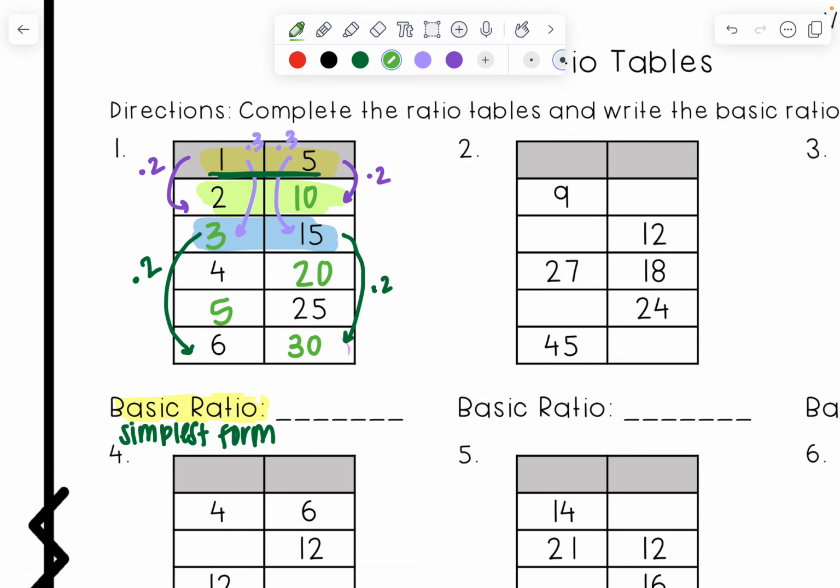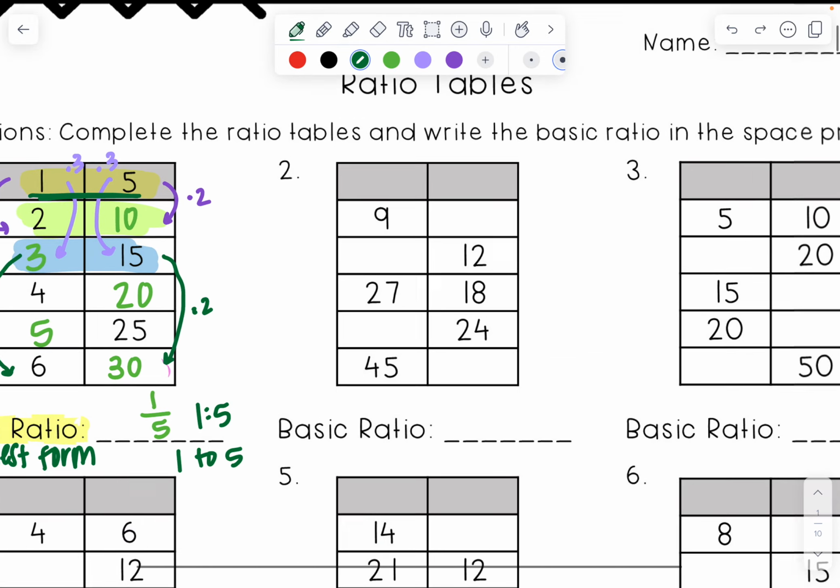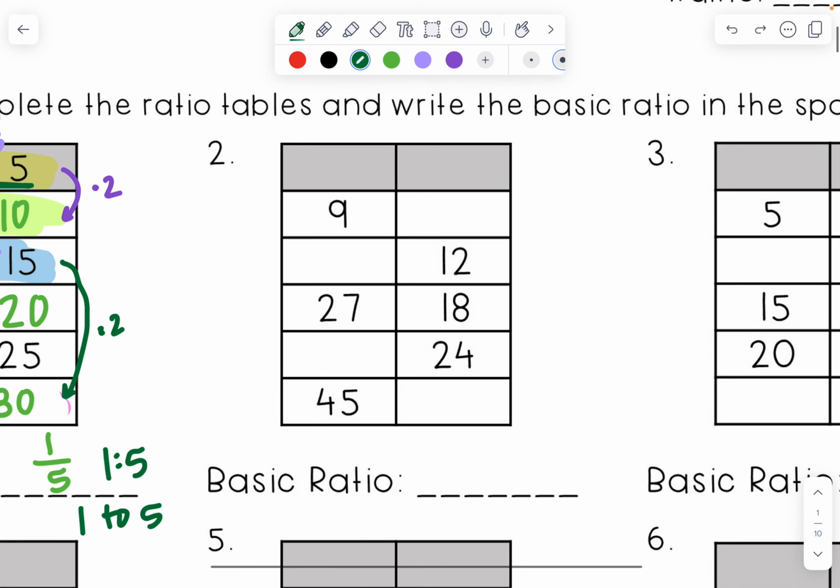In the basic ratio, I'm going to put it in simplest form. So for all of these, if I put 1 over 5, 2 over 10, 3 over 15, 4 over 20, 5 over 25, 6 over 30, all of these would give me the same exact ratio, which would be 1 to 5. You can write it in that form, or you can write a colon, or you could write the word "to." But that is my basic ratio. So all of these are equivalent, and they all simplify to 1 to 5.